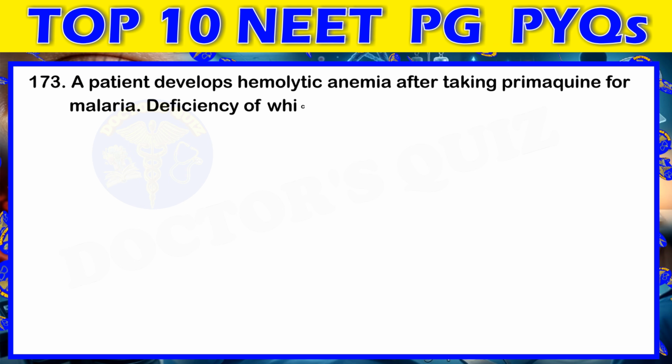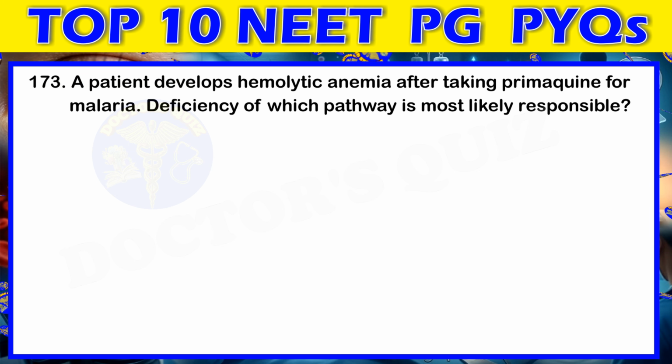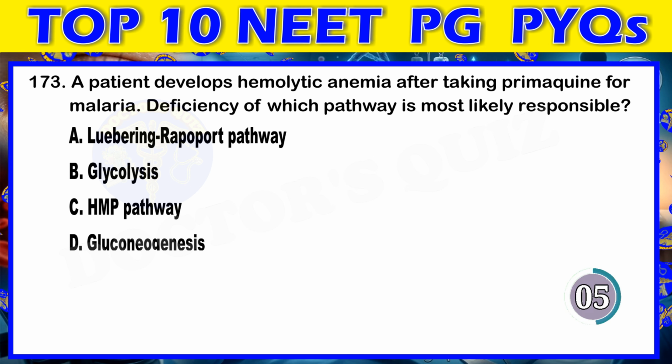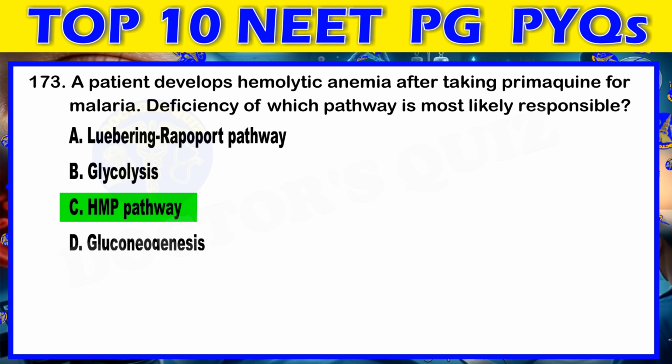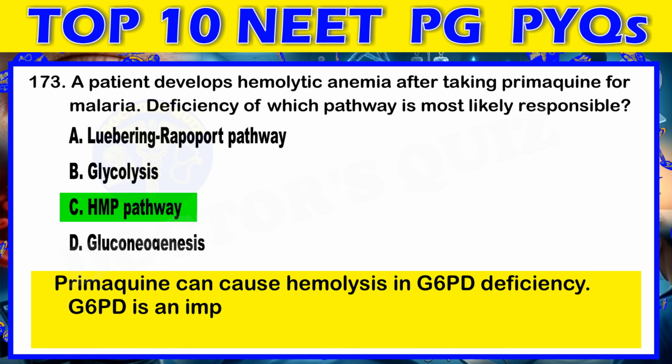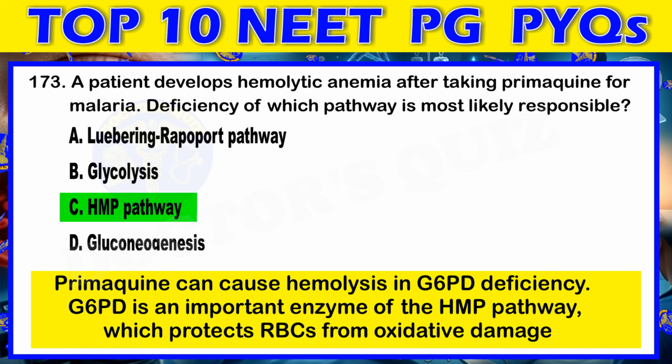A patient develops hemolytic anemia after taking primaquine for malaria. Deficiency of which pathway is most likely responsible? Right answer is option C, HMP pathway. Primaquine can cause hemolysis in G6PD deficiency. G6PD is an important enzyme of the HMP pathway which protects RBCs from oxidative damage.